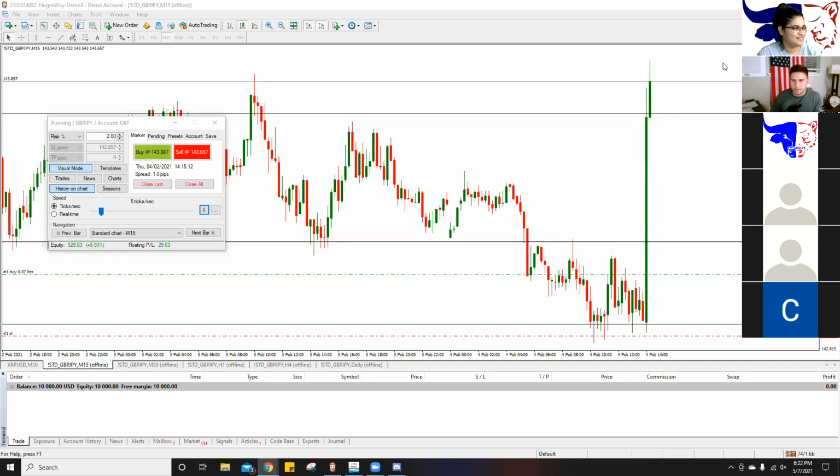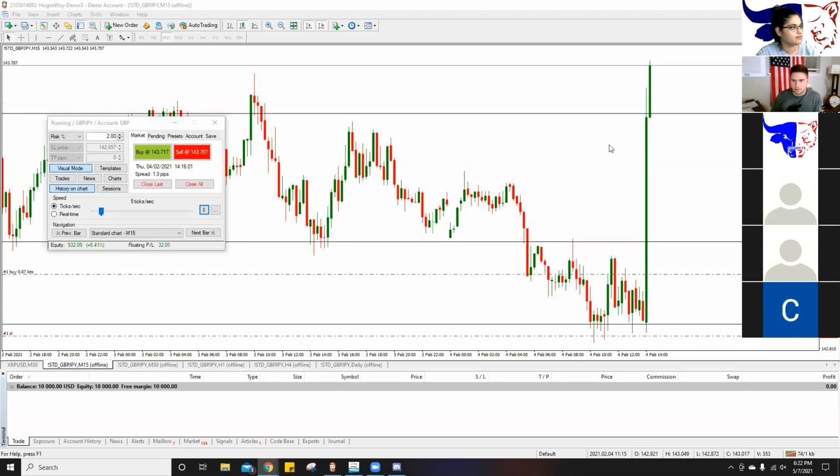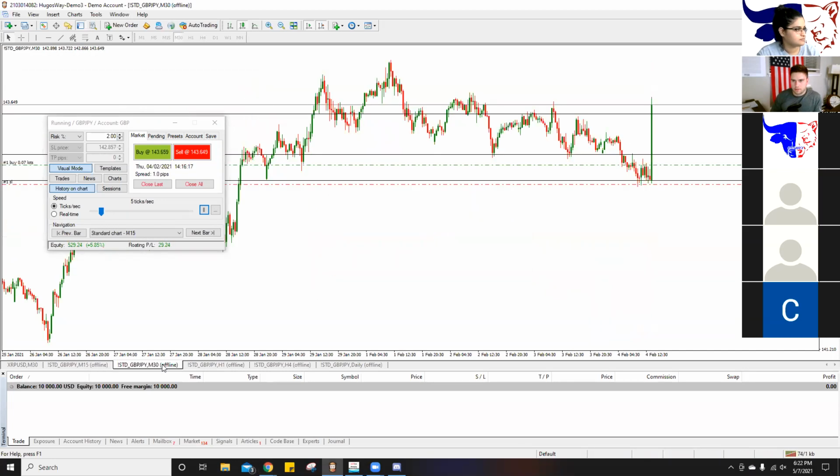Wow. All right, so we got a nice bullish close. We got a little range. Started off with no bottom wick. Beautiful. Yeah, we're just pushing.